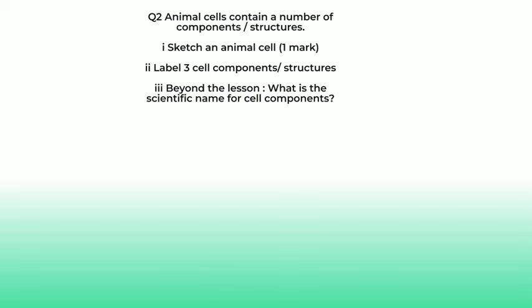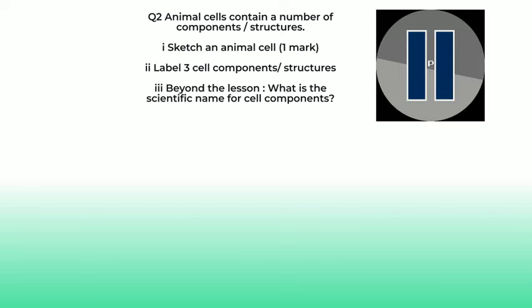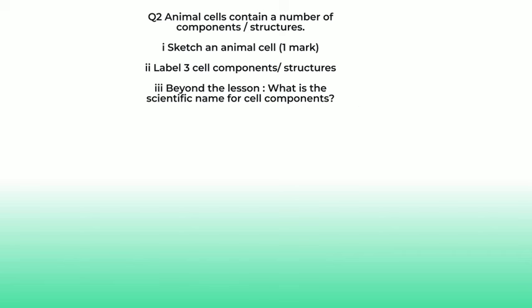Question 2. Animal cells contain a number of components. Sketch an animal cell. Label the 3 components on your sketch. Don't forget to pause the video and have a go. And part 3 of this question is beyond the lesson, something that's not covered. What's the scientific name for cell components? Okay, once again, pause the video and have a go before watching the answers.